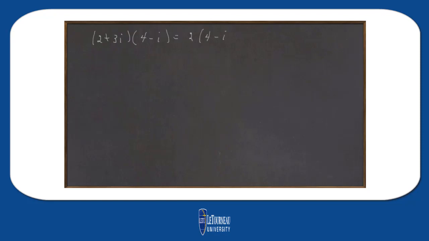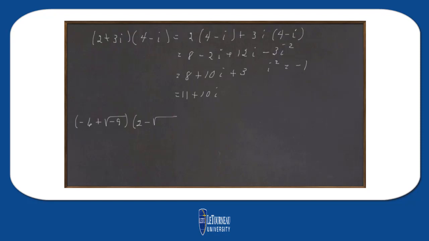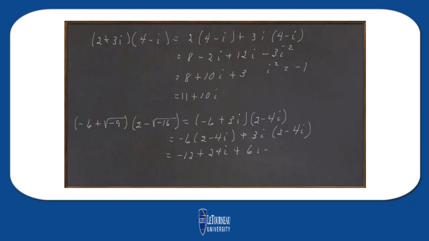Okay, let's try a bit of multiplication here. 2 plus 3i times 4 minus i. Notice how I have 2 times 4 minus i plus 3i times 4 minus i. All right, remembering that i squared is -1, minus 3i squared became plus 3, and so I have 11 plus 10i. All right, now in this case, the first thing I need to do is take the square root of -9 and write it as 3i, and the square root of -16 and write it as 4i, then do what I did above there.